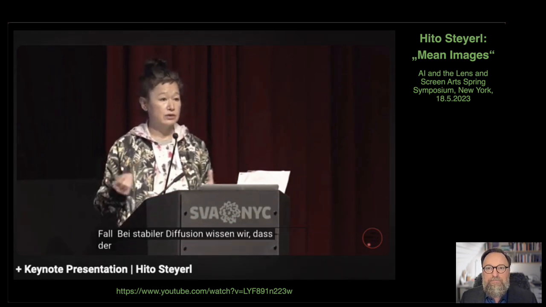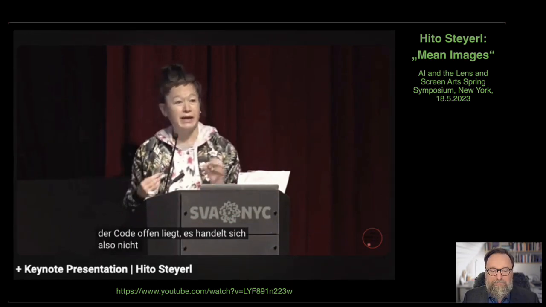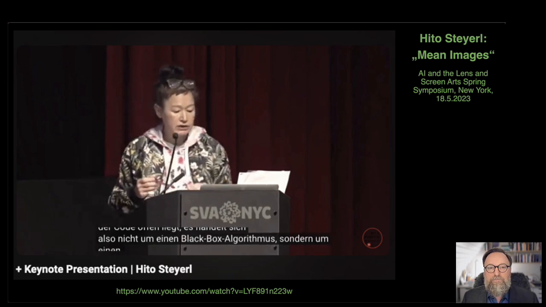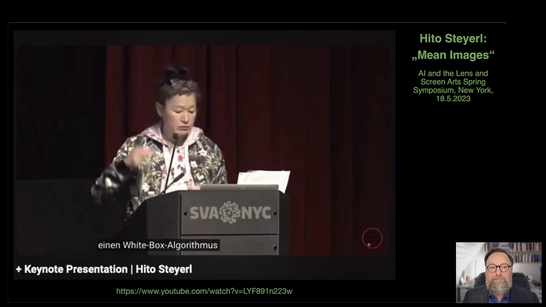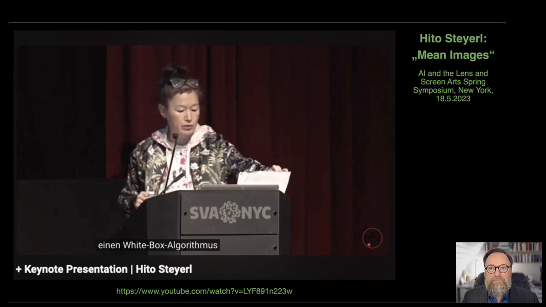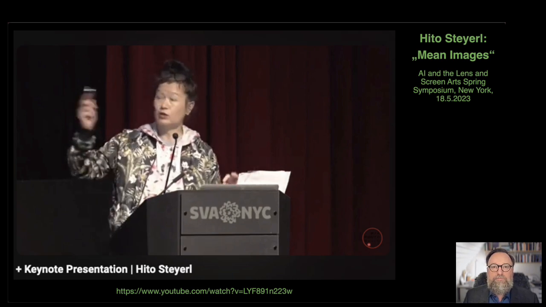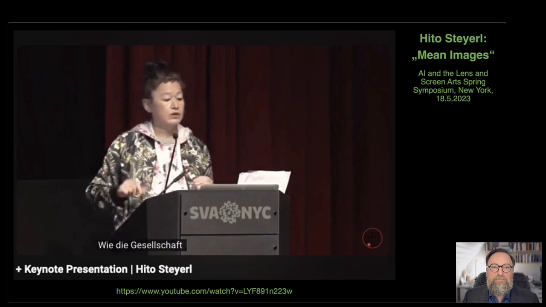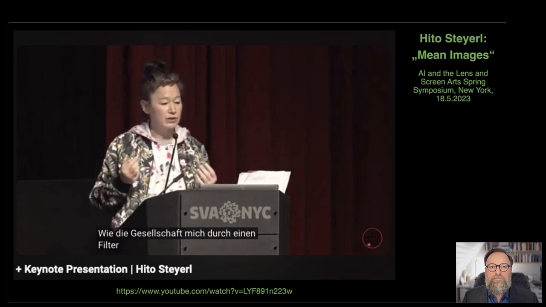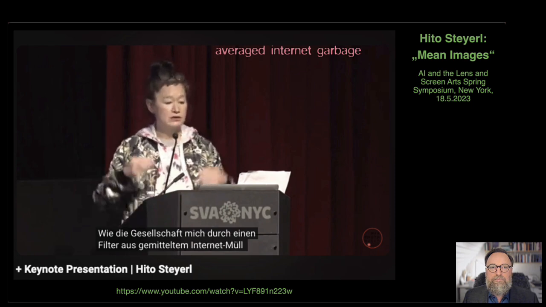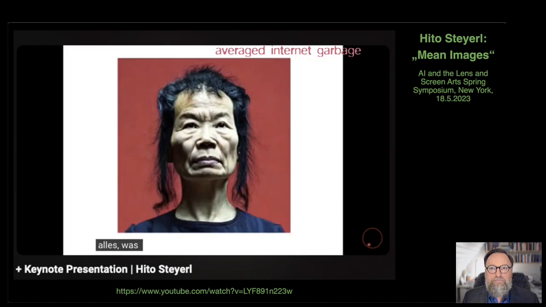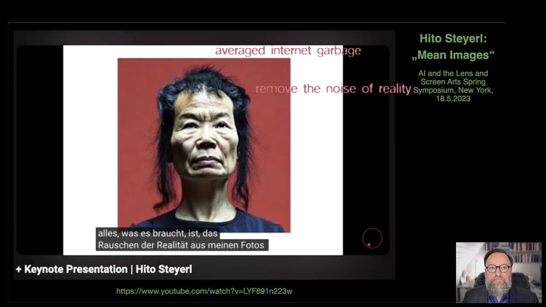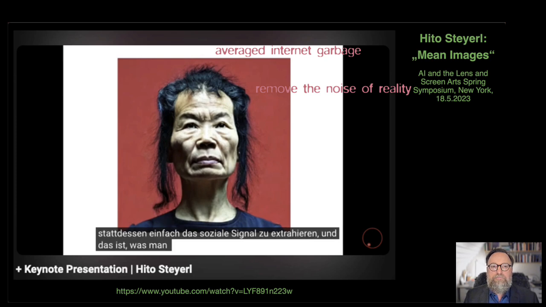We know the code, it's out in the open, so this is not a black box algorithm. What this actually is, is a white box algorithm, which means that I have been white boxed. It is a social filter, if you like. It is an approximate of how society, through a filter of averaged internet garbage, sees me. All it takes is to remove the noise of reality from my photos and just extract the social signal instead, and this is what you get.